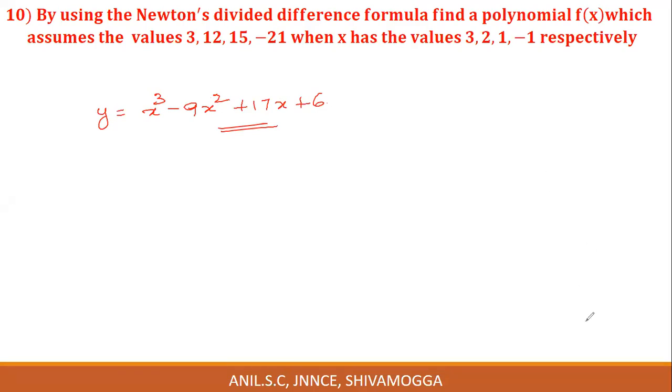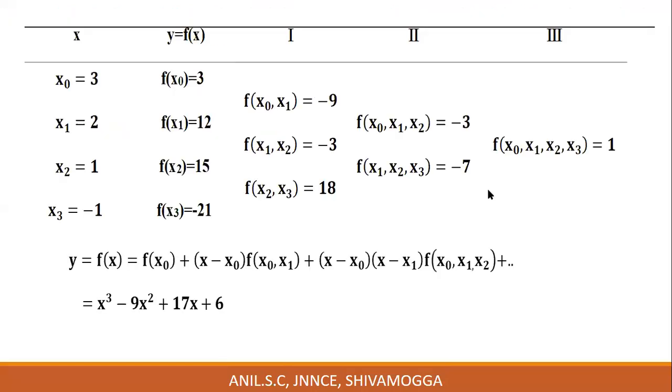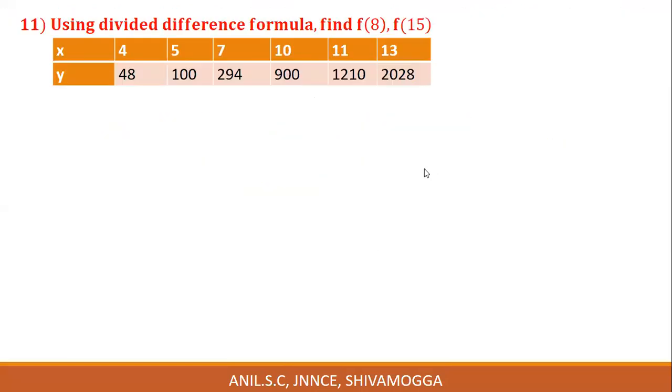Next one, the important problem. Usually other problems repeat. So you must give high priority to this problem. Using divided difference formula, find f of 8 and f of 15. This is a very, very important problem from the examination point of view. You can expect this in the examination. Maximum number of times repeated in the past examinations.